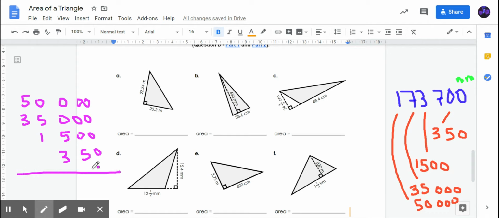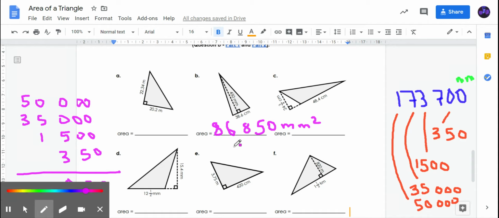All right, adding all my zeros gives a 0. Adding all my zeros and a 5 gives a 5. 5 and 3 is 8. 5 and 1 is 6. And 3 and 5 is 8. So my area for B is 86,850 millimeters squared. Oh my goodness, what a large area this is.